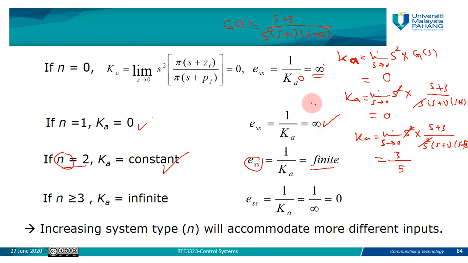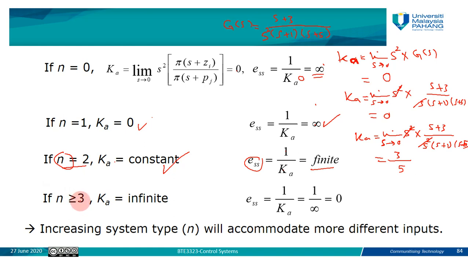Infinity means very big, so it's not good. That means your system will not reach a good value of steady state error. The error is still very big. Then we need to consider one more case here.